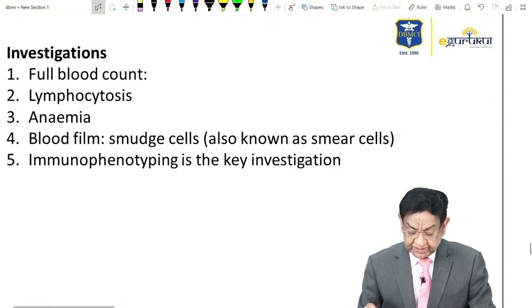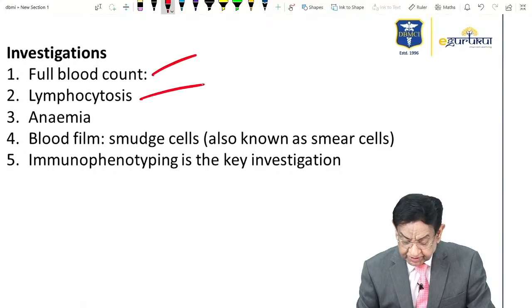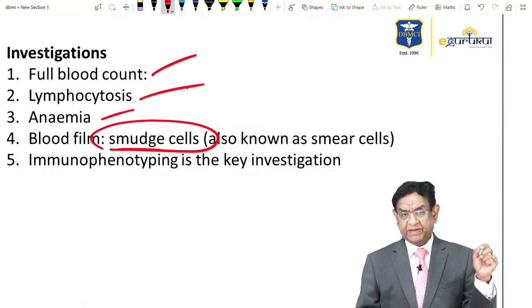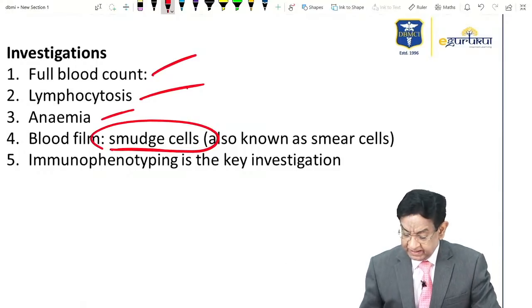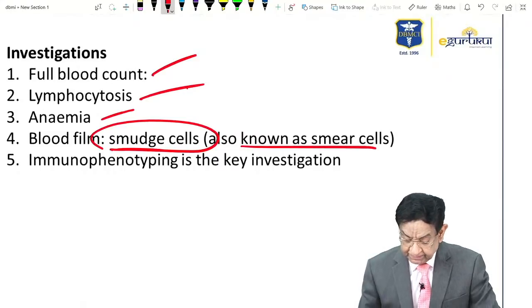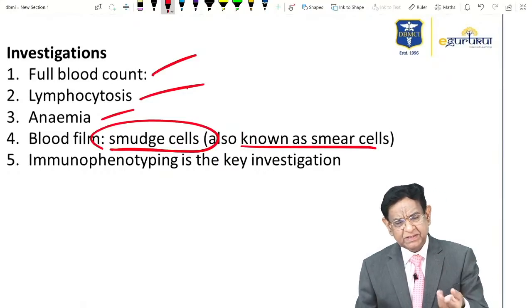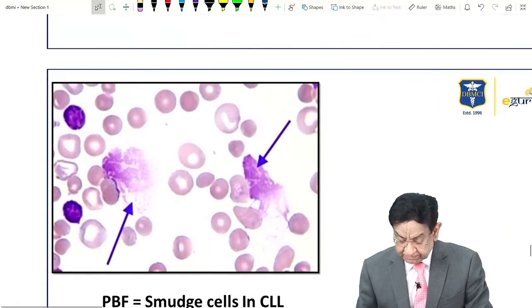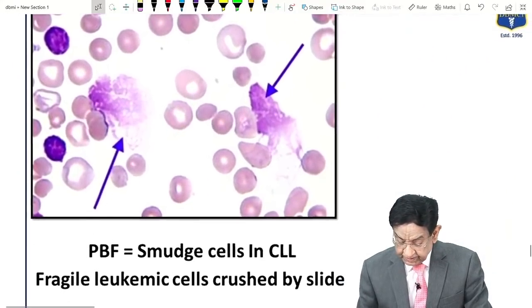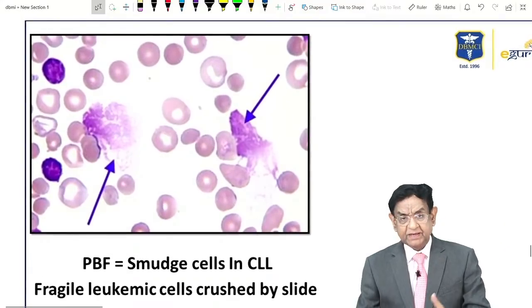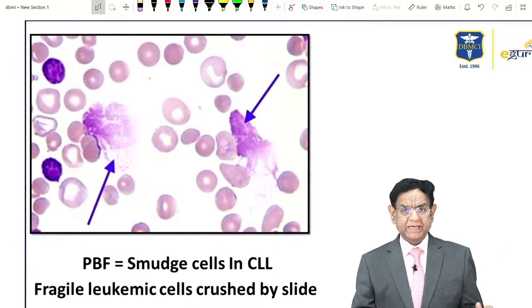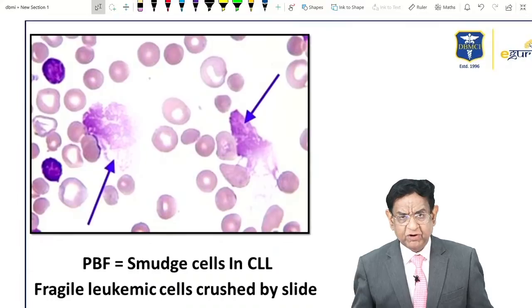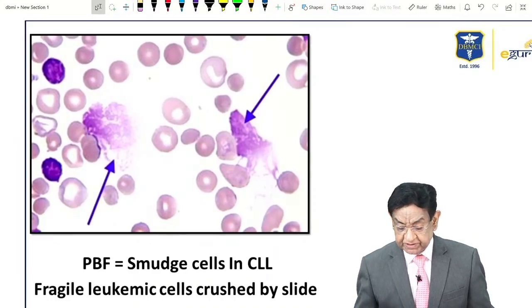So we do investigation, full blood cell count, which will show lymphocytosis, anemia. Smudge cell, the classical point which I emphasized in the previous slide, also known as smear cell. What is this? It is such an important clue. I'll show you a picture also. Look into this. This is a smudge cell. What is done? We know that in CLL, the lymphocyte count is increased.